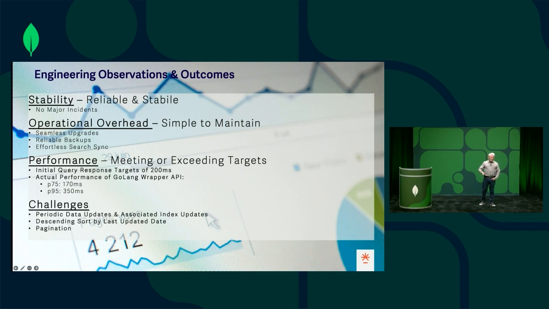Challenges that we're still working with, we have those periodic real-time or near real-time data updates. They slow the system down as the indexes are rebuilt. And that happens every 15 minutes right now. So we're working through some solutions to help solve that. And again, descending sort by last update date and pagination, there's challenges there getting it to work the way we want it to work, and we're still working through those.